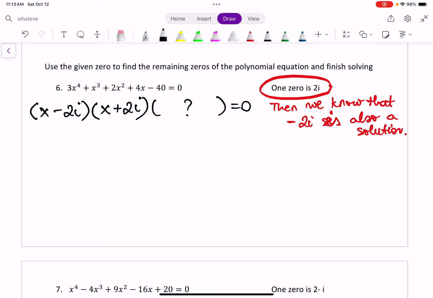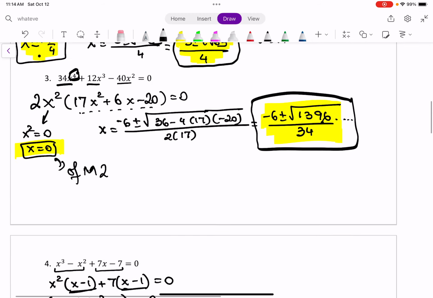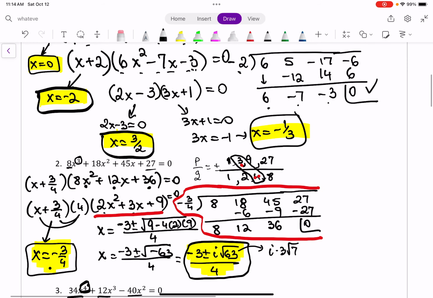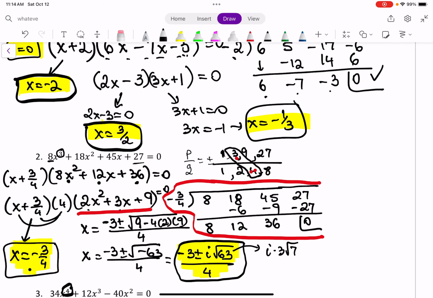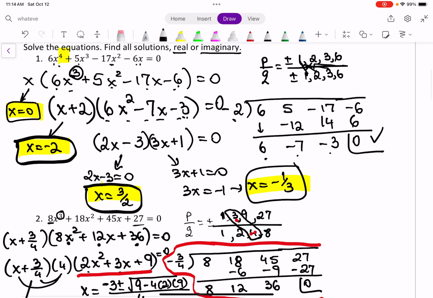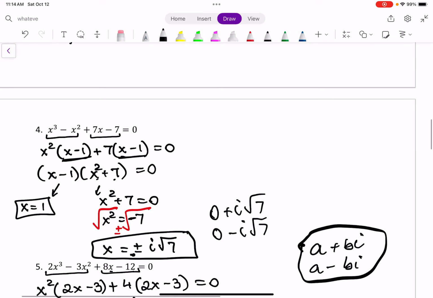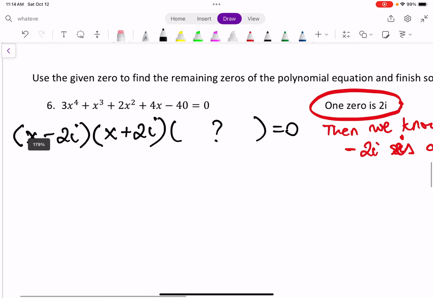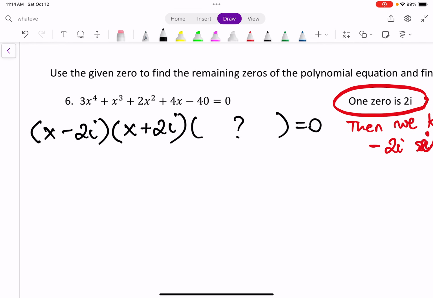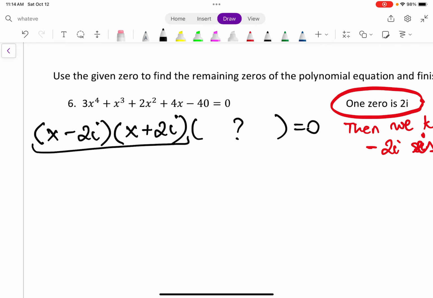Now, it is not easy to use synthetic division with imaginary solutions, with imaginary zeros, right? So in other words, don't try and do synthetic division like we did before. We know negative 2 is a zero. Great, I can do synthetic division on it. With i's, it's not going to be that easy. So one easy way to do that is multiply these two factors together and see what we get.